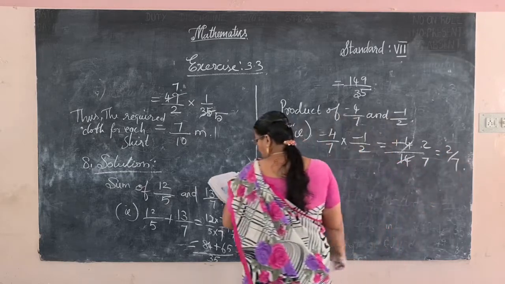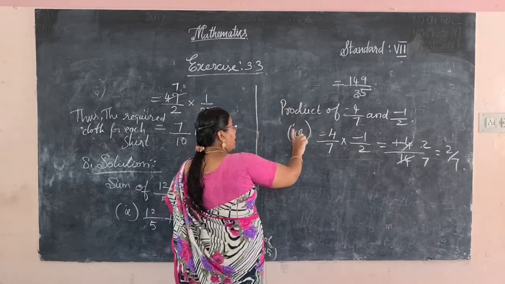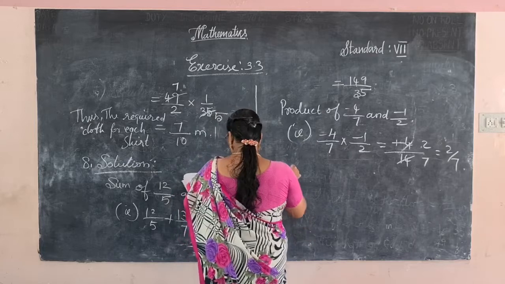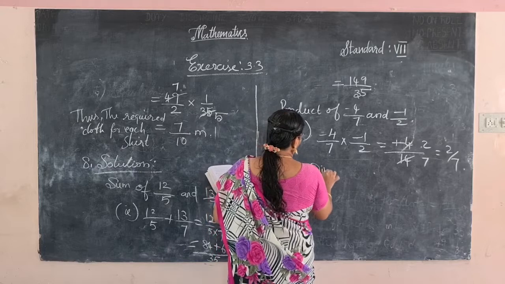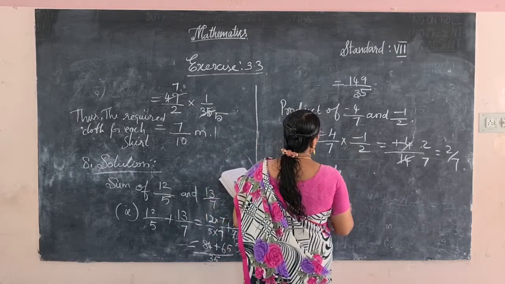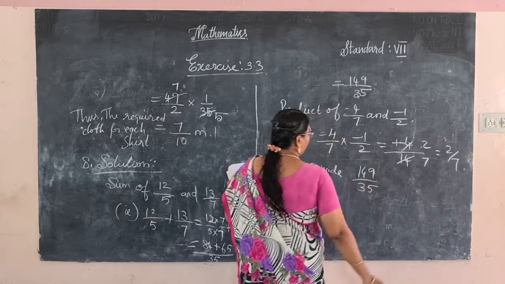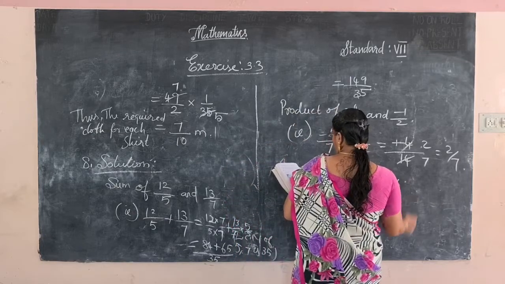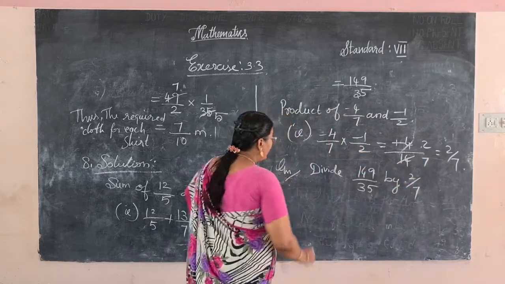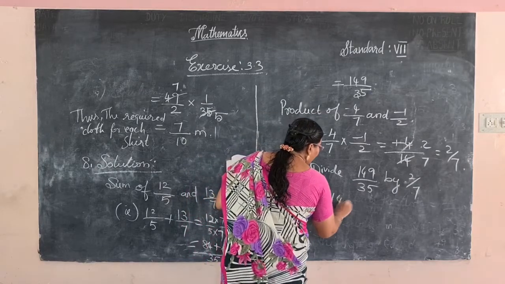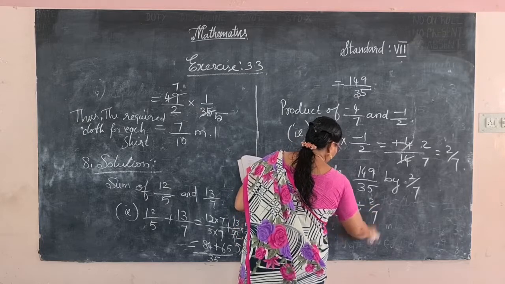Okay, now what is given? Divide the sum value by the product of the value. What is the sum value? 149 by 35. The product of the value was 2 by 7. That is, 149 by 35 divided by 2 by 7.